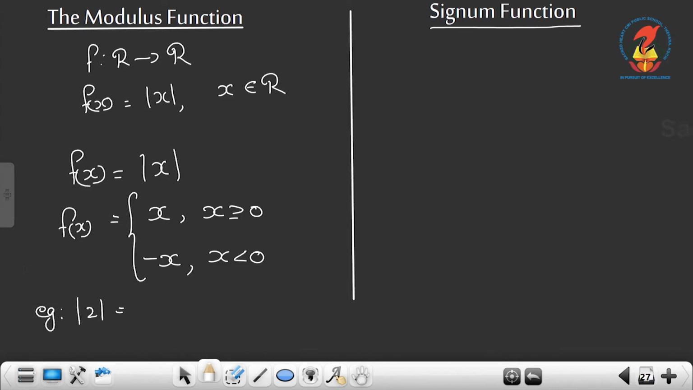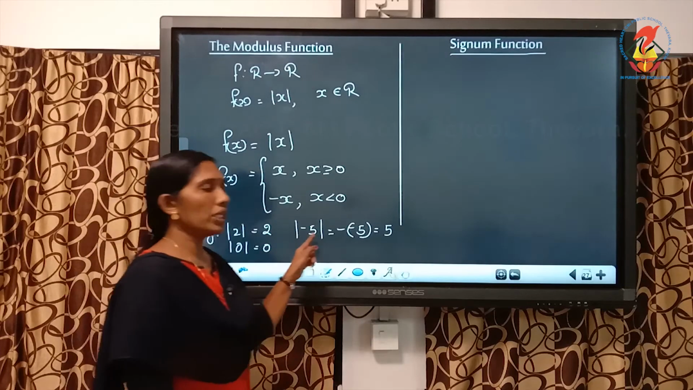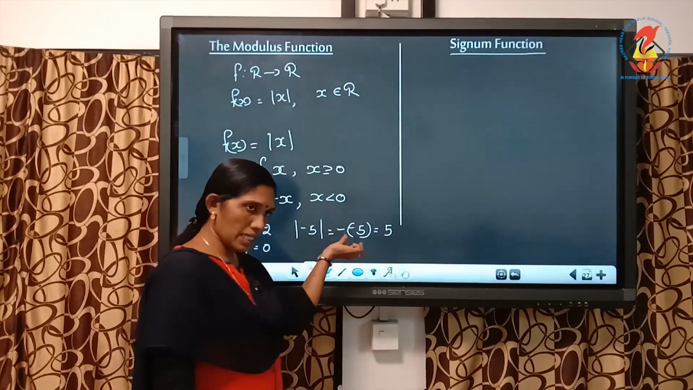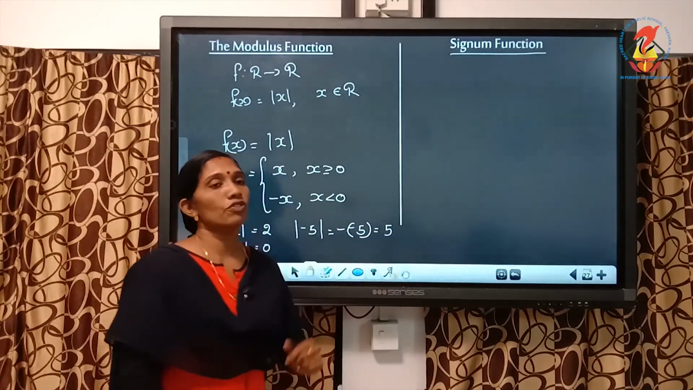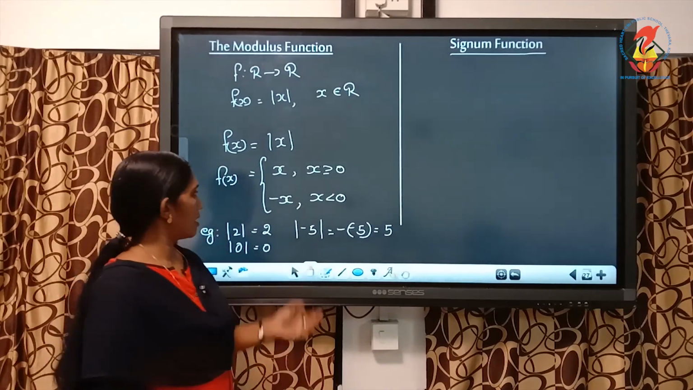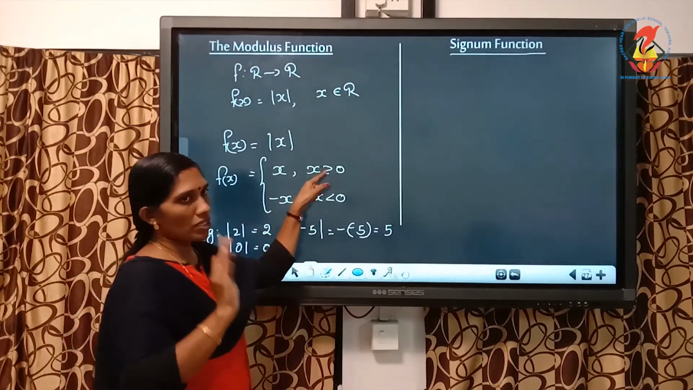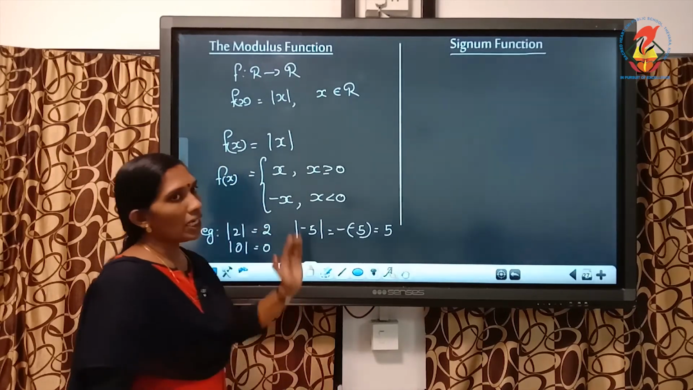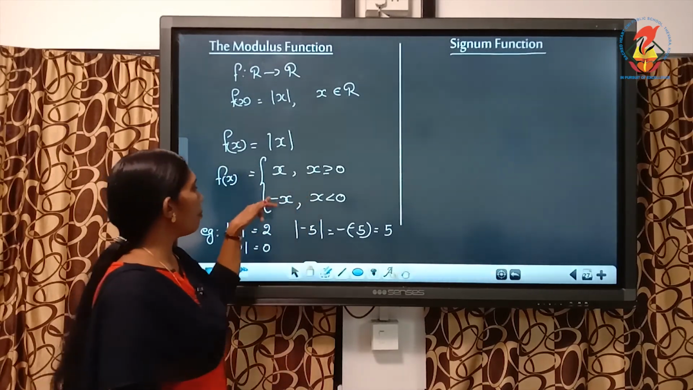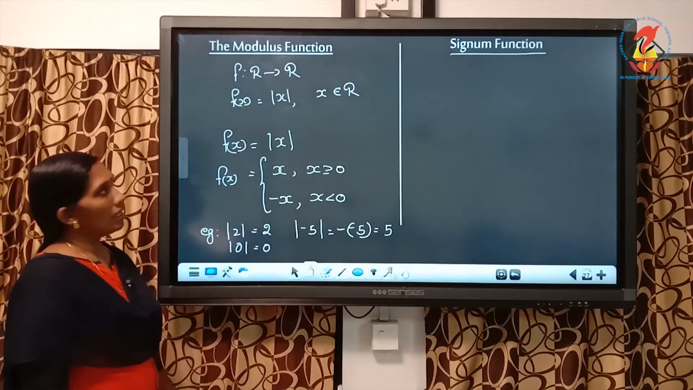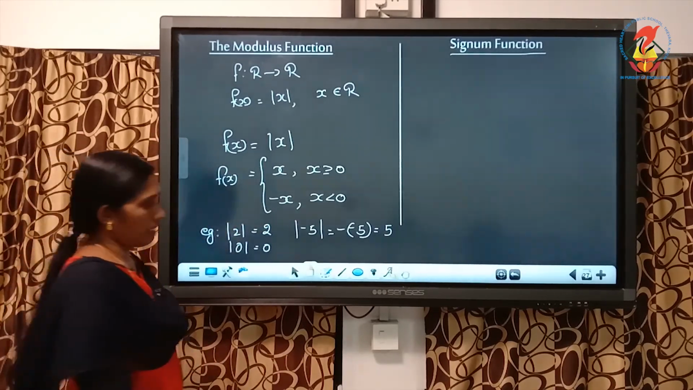Example. Here it is 2. 0 is 0 itself, but minus 5 is minus of minus 5. Then only we get 5. Minus 5 modulus is 5. No need of all these steps. But how do we get this 5? You have to multiply by minus. So when x is positive or 0, just write that number itself. When x is less than 0, you have to multiply by minus sign, so minus x. So this is the definition of the modulus function.